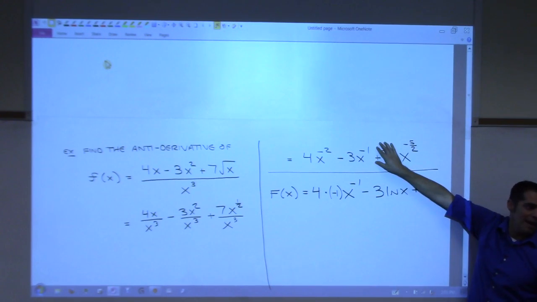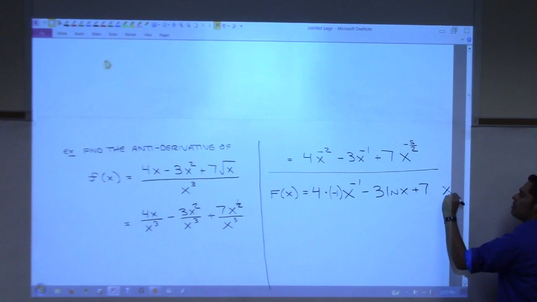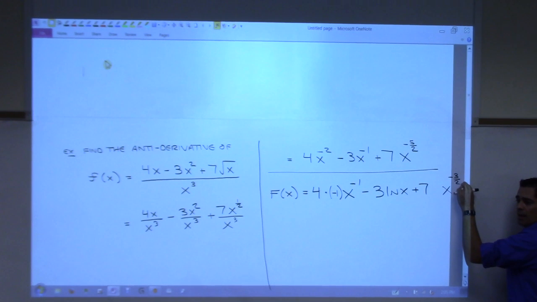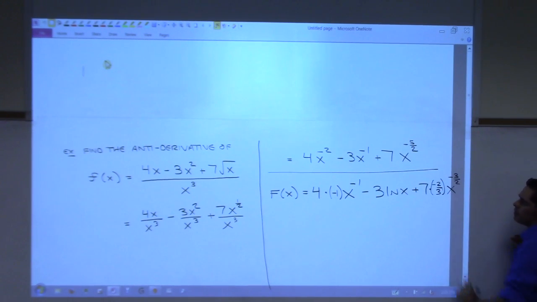What happens when you add 1 to this? You get negative 3 halves. So my new x is going to be x to the negative 3 halves. What do I have to put out in front of this? The reciprocal of this, right? So negative 2 over 3. Oh man, I kind of ran out of room there. Okay, let me clean this up. It's kind of ugly.